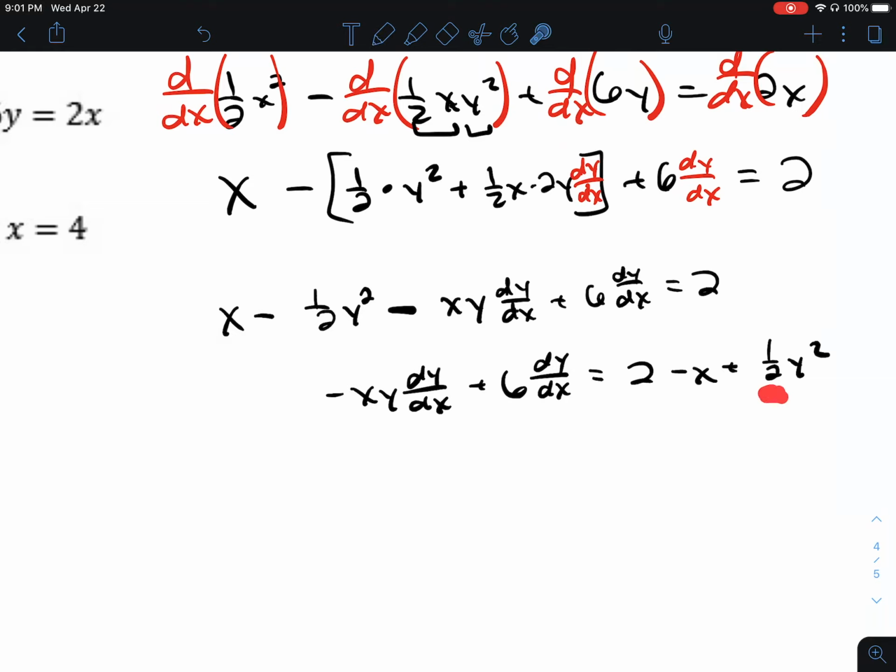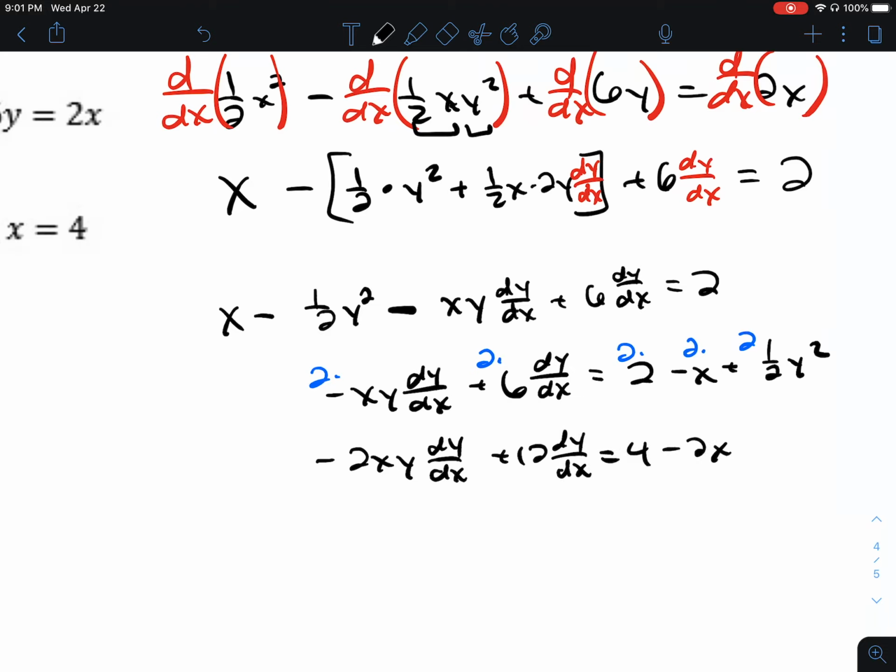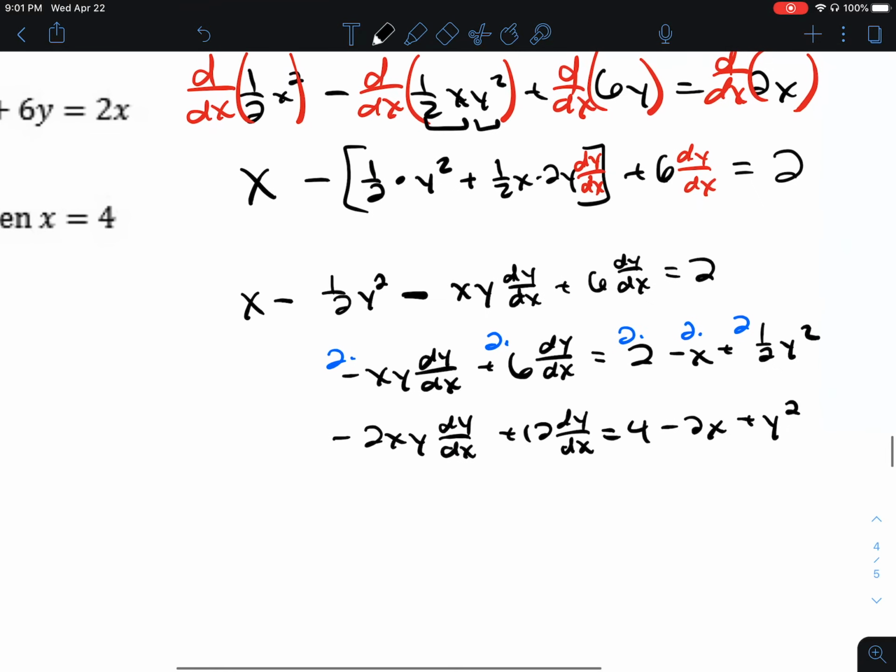I don't like this half in here, so I'm going to multiply every term in this problem by 2. It's not something that you would have to do. I'm choosing to do it because I don't want that half hanging around. I think it's going to make my life a little easier. Now I can GCF out the dy over dx on the left.